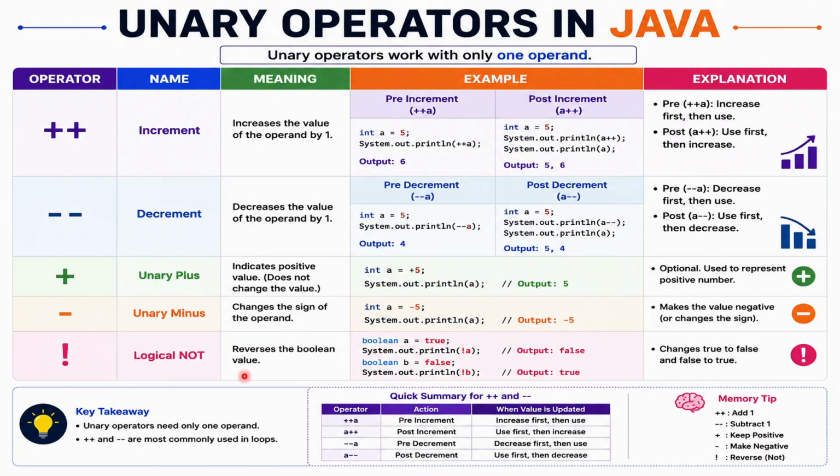So next is the logical not operator. It reverses the boolean value. This is just simple. We have boolean a whose value is true.